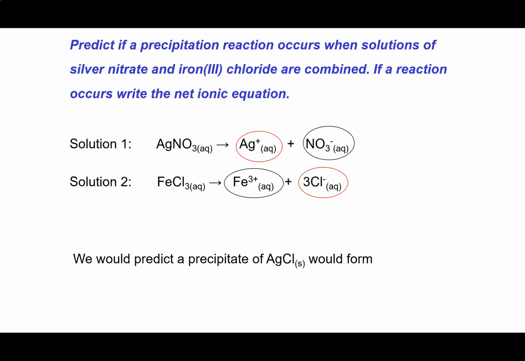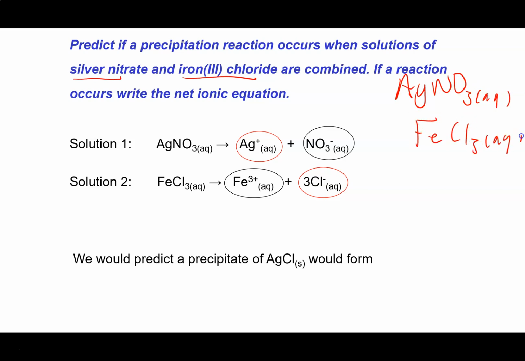So here's another one. It says, predict if a precipitation reaction occurs when solutions of silver nitrate and iron(III) chloride are combined. So what's tricky about this? It's a word description. I have to know how to write the formulas for silver nitrate and for iron(III) chloride, or otherwise I'm going to be sunk. So I've got to know my chemical nomenclature, right? Or at the very least, I've got to be able to rapidly get to formulas by searching for that information. So I've got to be good at turning the names into formulas.